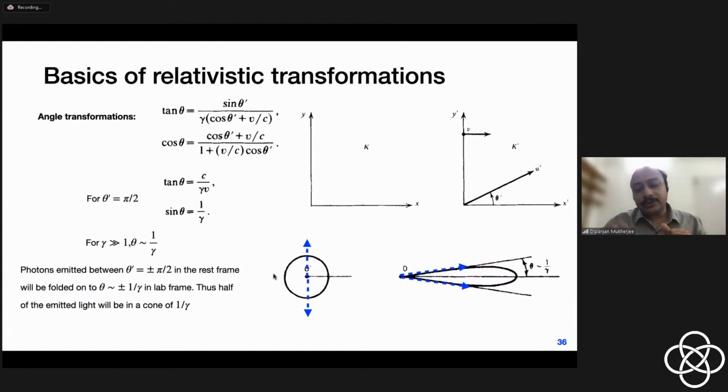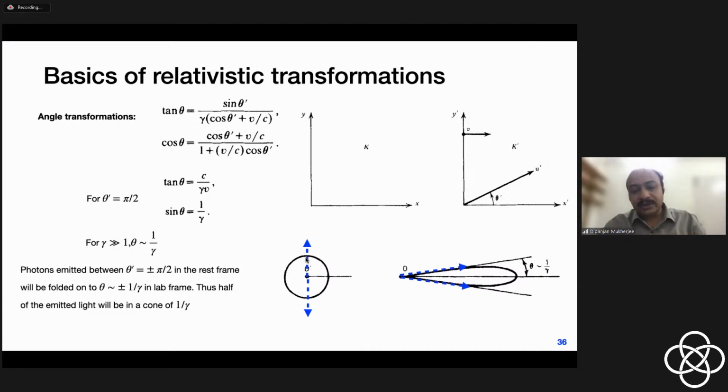Okay, now you make this relativistic transformation to the lab frame. As I just showed here, due to the angle transformations, theta prime equals pi by 2, which is this blue line here, will become an angle of 1 by gamma in the lab frame. So if gamma is very large, say 100, and we can have Lorentz factors of 100 or more for some systems, your angle becomes just a very small, tiny patch.